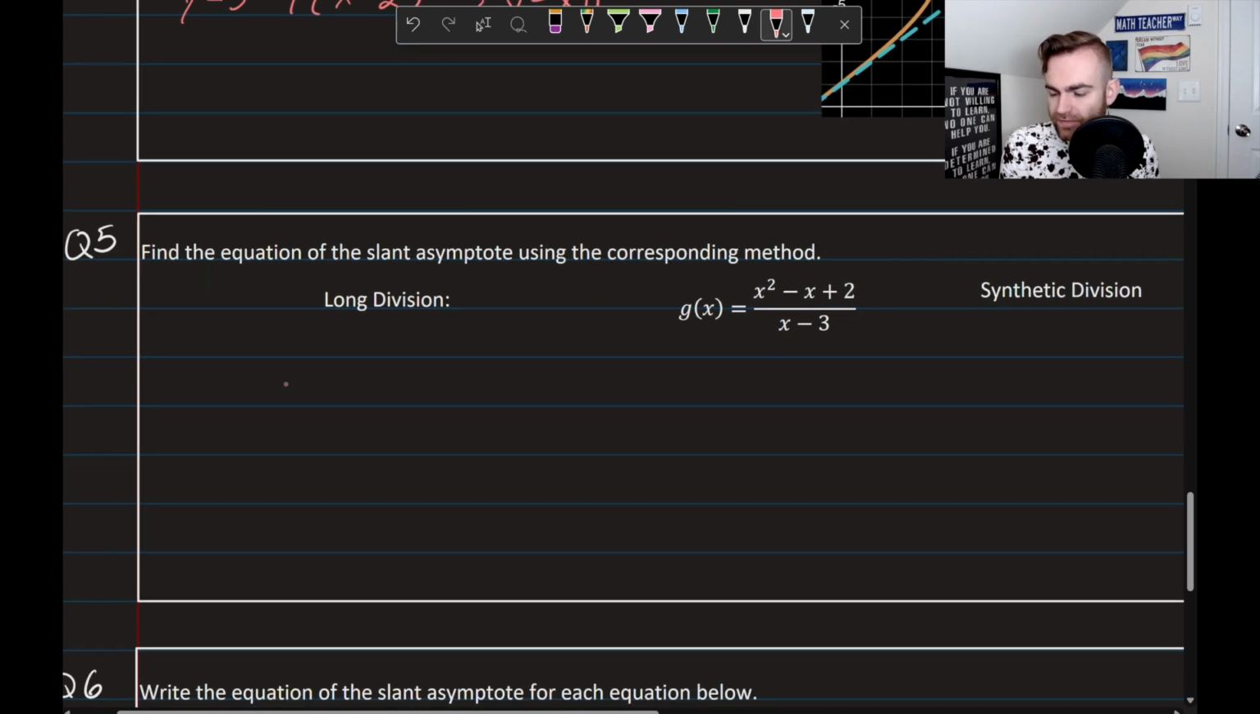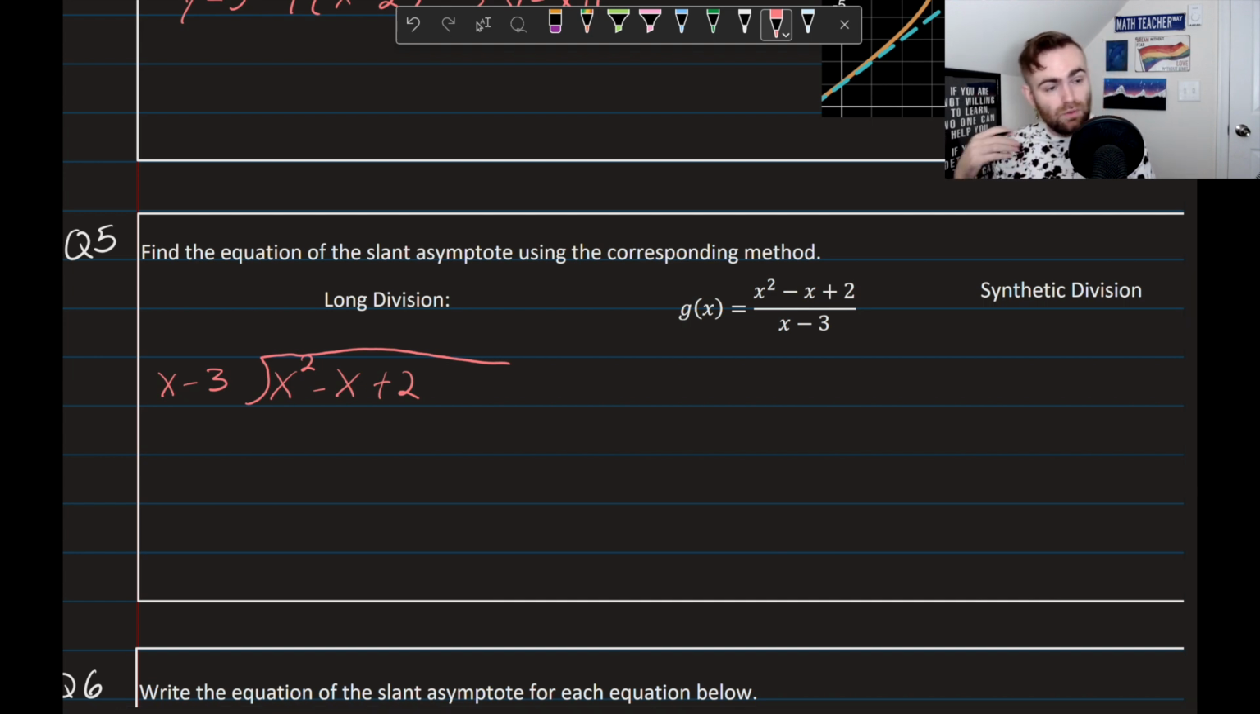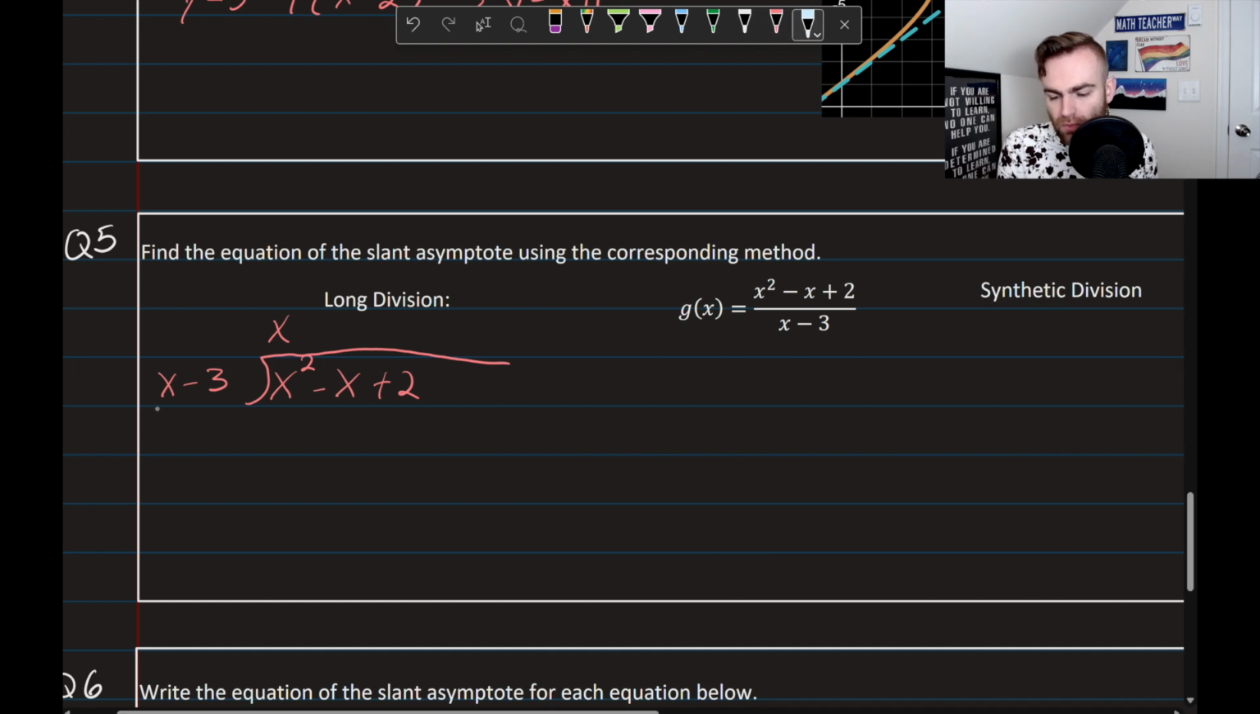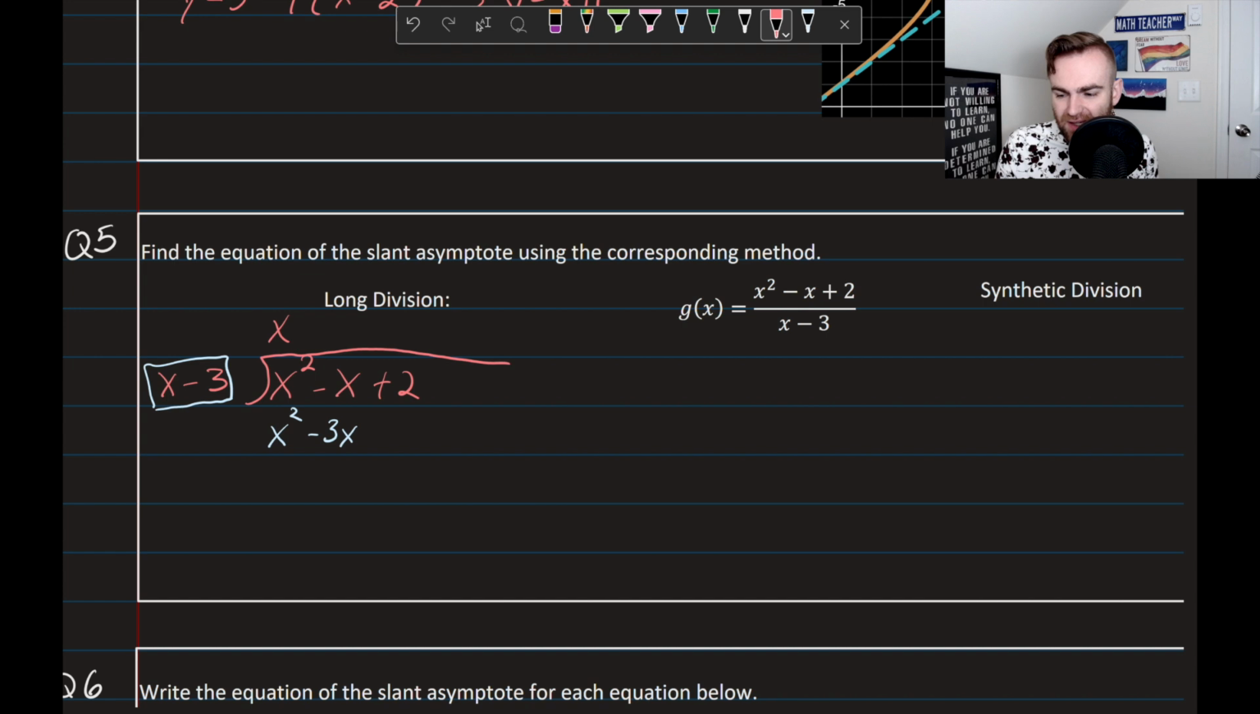We would write what we're dividing, x squared minus x plus 2, inside a quotient. And then we would put what we're dividing by on the outside. And then we figure how many times does what we're dividing by go into what we're dividing. How many times, and we're going to focus on the very first term here, how many times does x go into x squared? Well, it goes into it 1x times. So what I'm going to do is multiply this entire thing here by x. That would be x squared minus 3x. Then we're going to take it away.